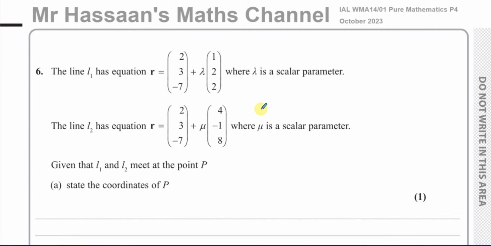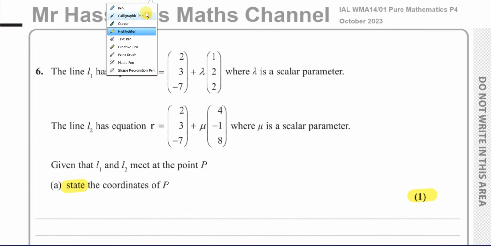And this question number 6 is about vectors, and we're told about the line L1, which has equation r equals (2, 3, -7) plus lambda times (1, 2, 2), where lambda is a scalar parameter. And the line L2, which has equation r equals (2, 3, -7) plus mu times (4, -1, 8), where mu is a scalar parameter. Given that L1 and L2 meet at the point P, state the coordinates of P, 1 mark.